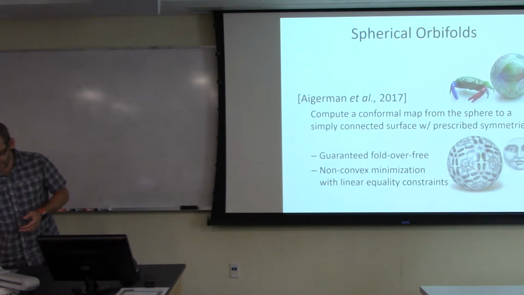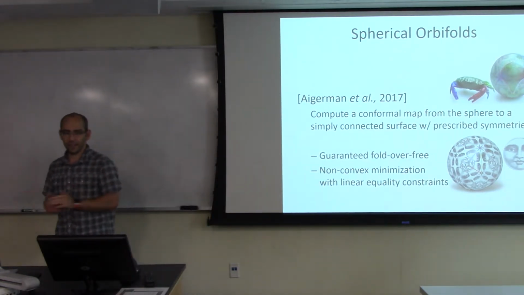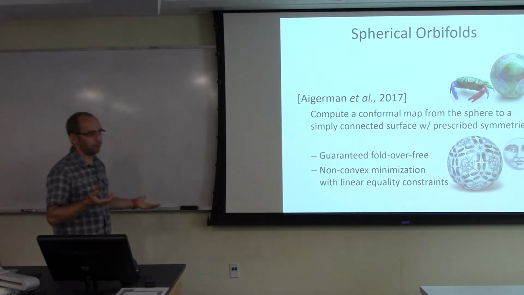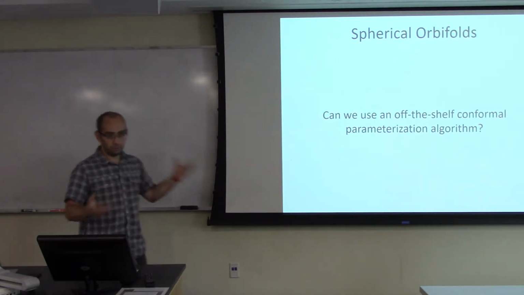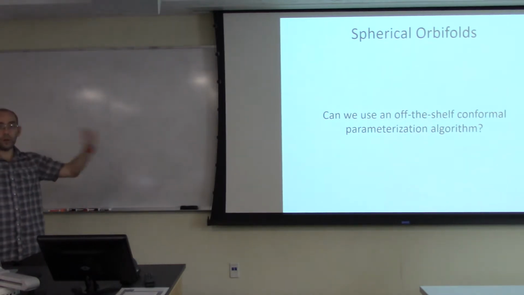But since I'm not an applied math person, when I see non-convex minimization, I get scared. So I got scared. But this is, at the end of the day, computing a conformal parametrization. So the natural question is, can I use existing techniques that do conformal mapping to give me these mappings over the sphere with symmetry?